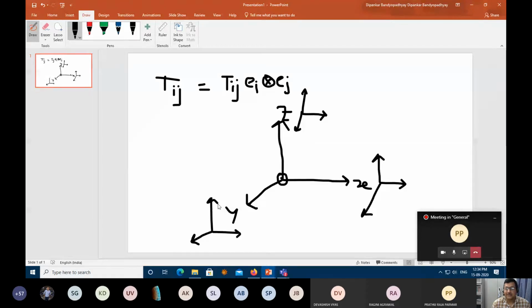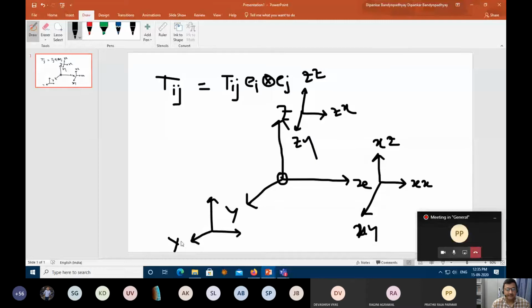So this one I call XX. This one I call the XZ component. This one I call the XY component. This one I call ZZ. This one is Z towards X, that is ZX. And this one is in the direction of ZY, so this is ZY. This is YY.